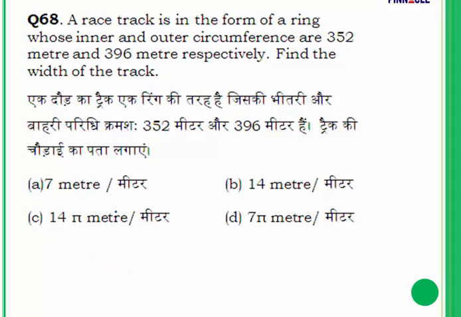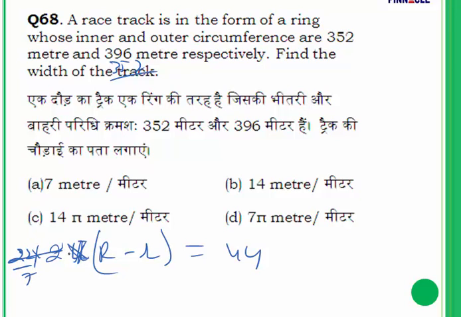Now you can say the circumference is 2 pi r, or here you can write in this format, the difference is 396 and 352, the difference is 44. So here you can write in place of pi 22 by 7. 44 cancels 44, and R minus r you will get 7. Here we have to find the width of the track, that is R minus r. Answer is 7 meter.